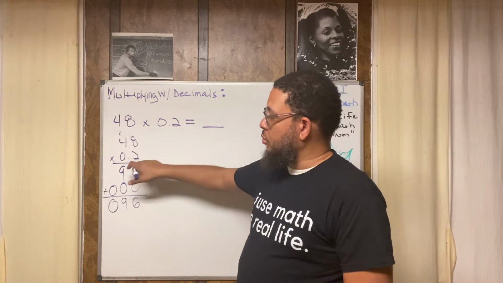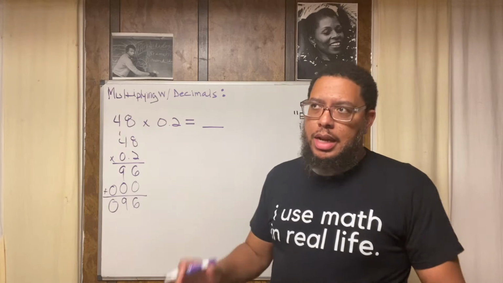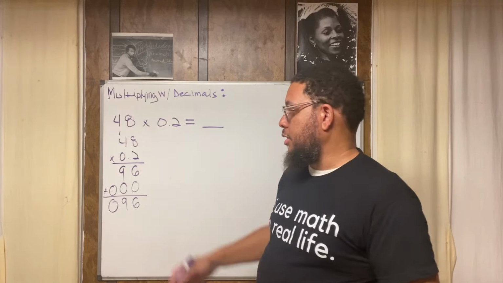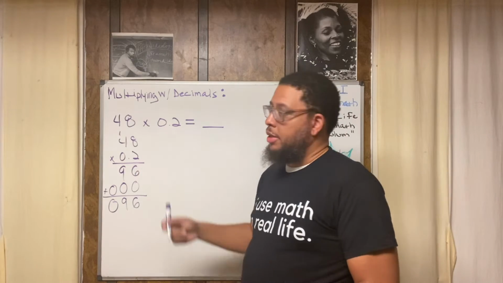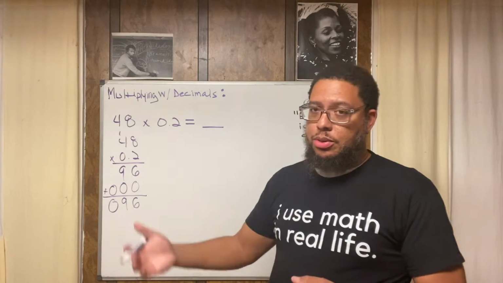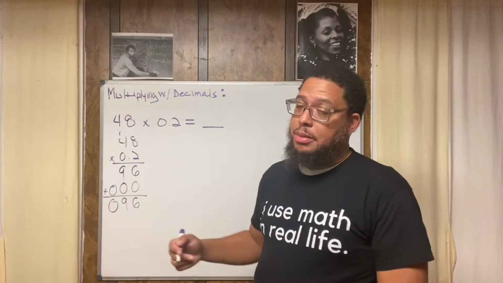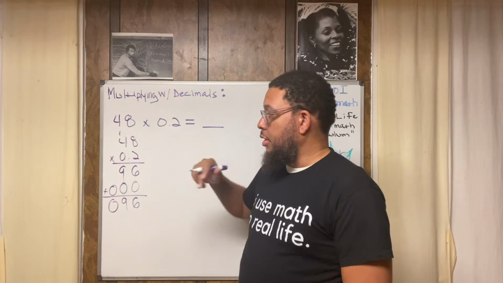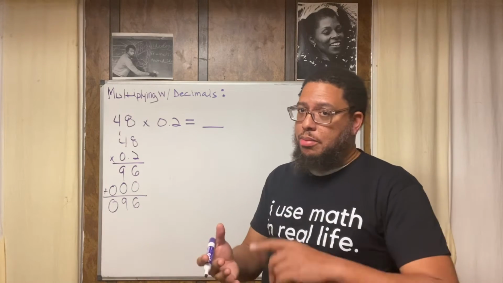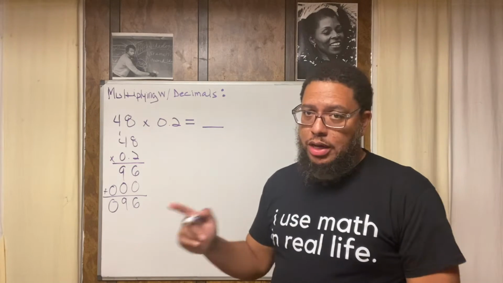But then 0.2 has 1 digit to the right of the decimal point. Well, I wouldn't say 1 non-zero digit, because it could say 0.201, and then that 0 would count. But if a 0 is at the end of the number, then the zeros don't count. But 0.2 has 1 digit to the right of the decimal point. So altogether, out of these two numbers, there is 1 digit to the right of the decimal point, which means your product, your multiple, your answer, whatever you want to call it, should also have 1 digit to the right of the decimal point.